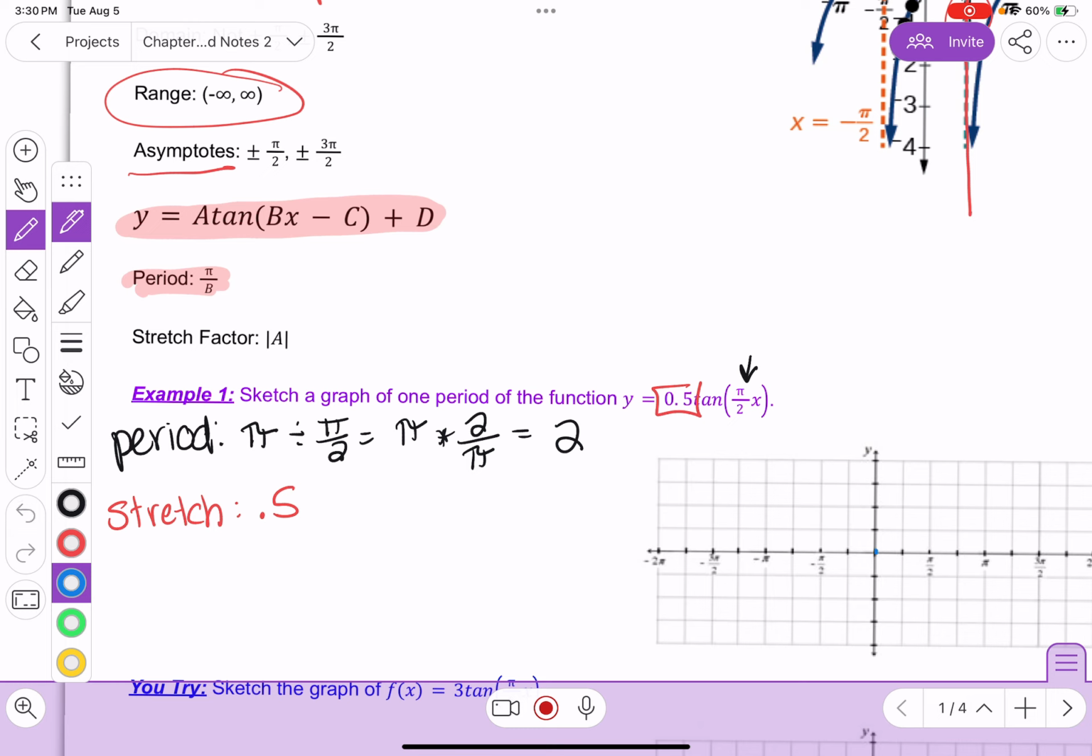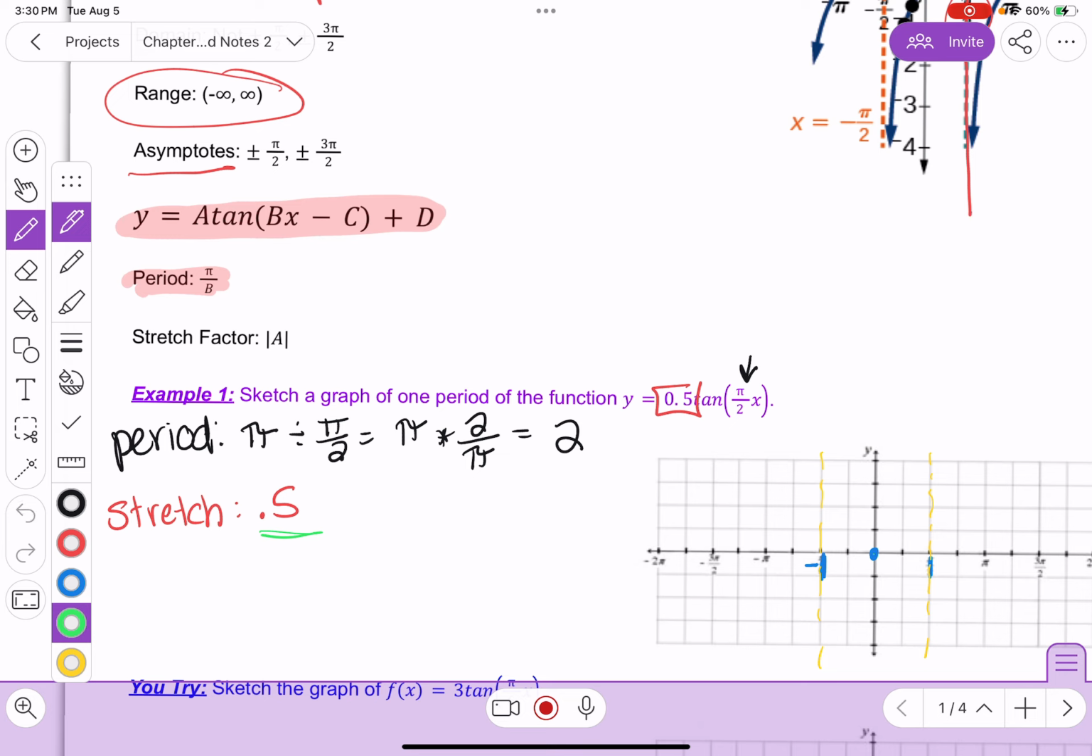So tangent, its middle is the origin. And then the period goes half on each side. So if we say this was 1 and this was negative 1, a period of 2 would go 1 on one side and 1 on the other side. So we'd have half of each period on each side of that middle. For our stretch factor, we'd go in between those, so a quarter of the way.